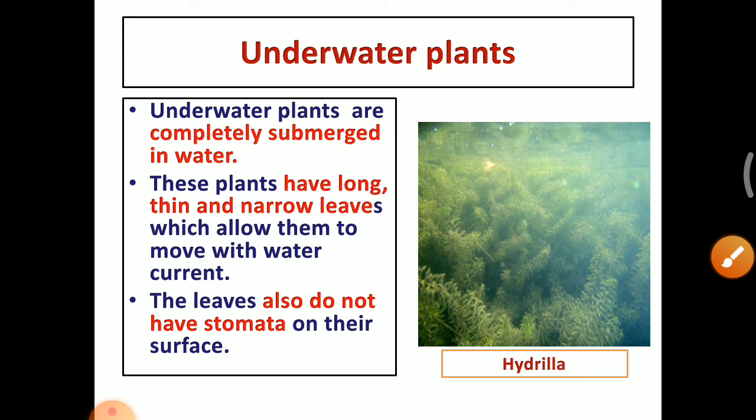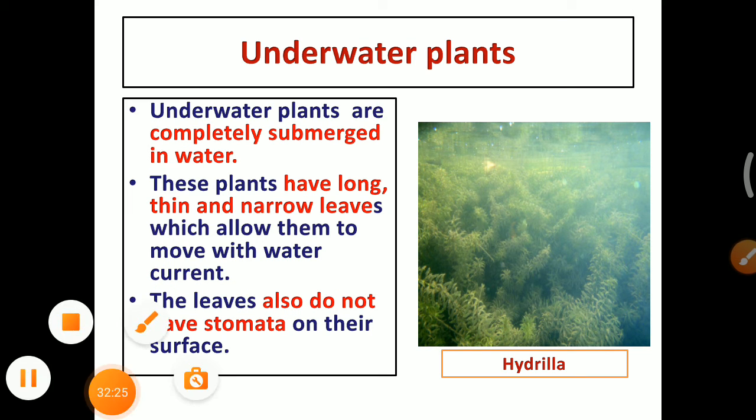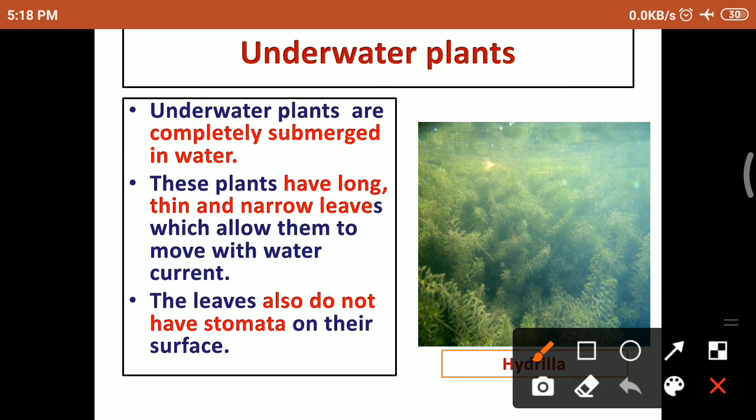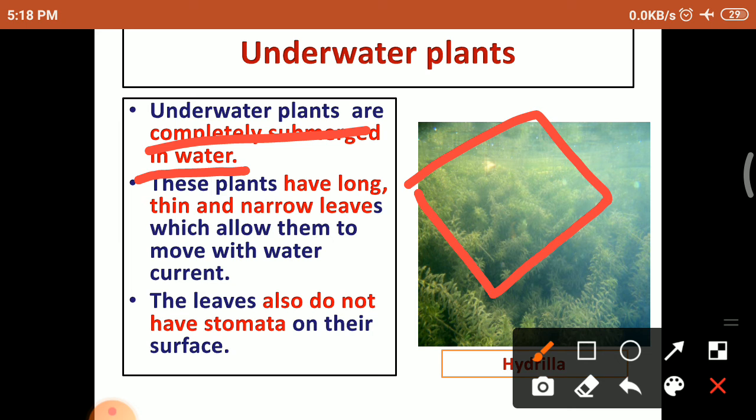The next one is underwater plants. Underwater plants are plants that are completely submerged in water. So there is no leaf or flower above the water. That means it is completely submerged in the water. If you take this water-filled container, the plant is completely submerged in the water. There is no leaf or flower above the water.